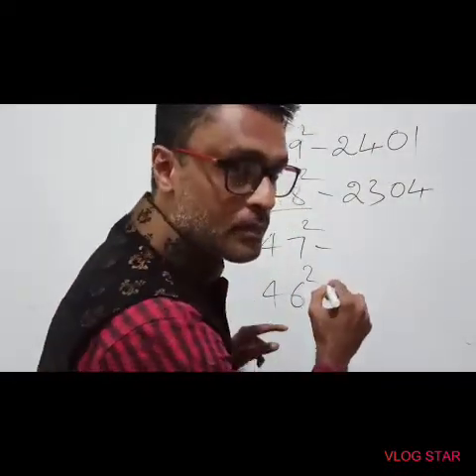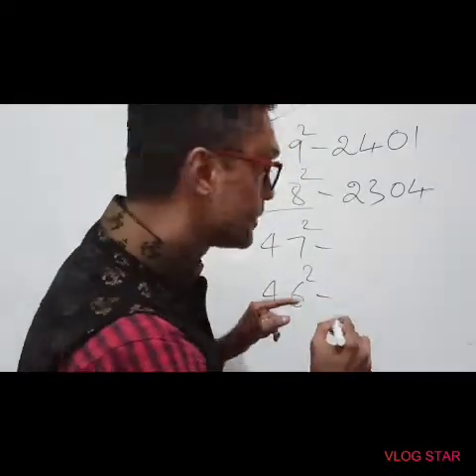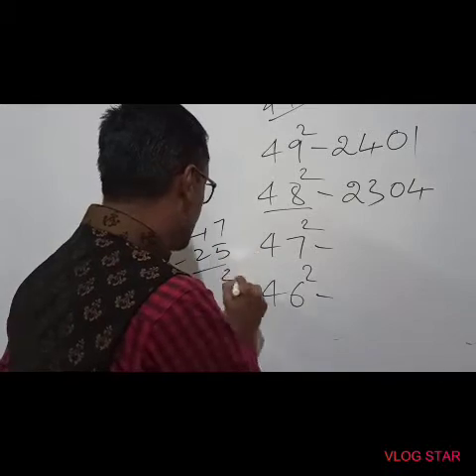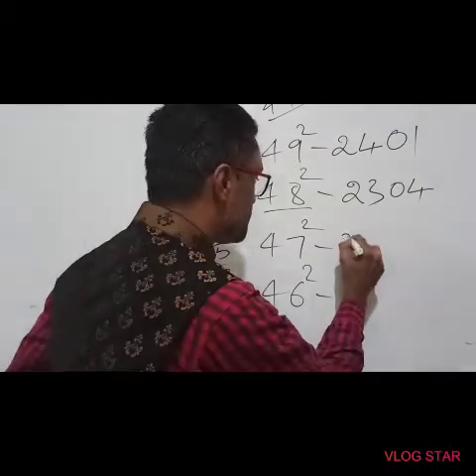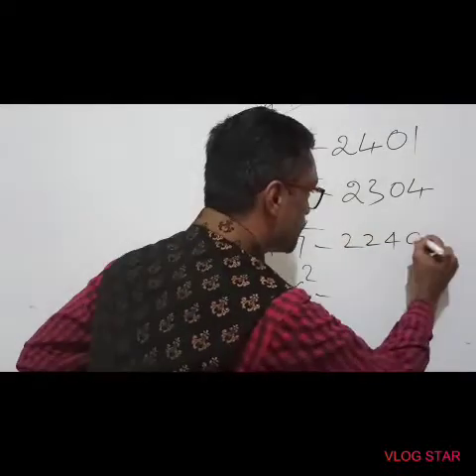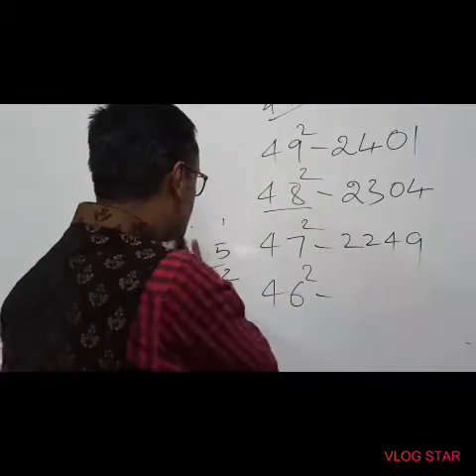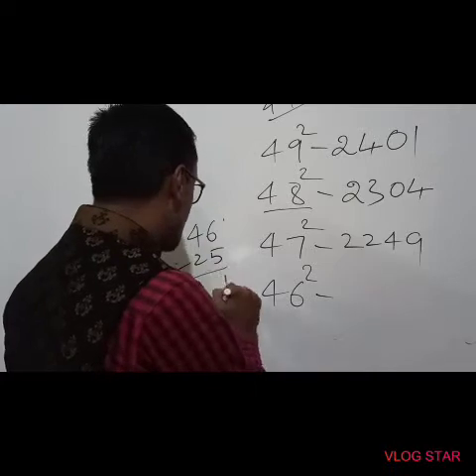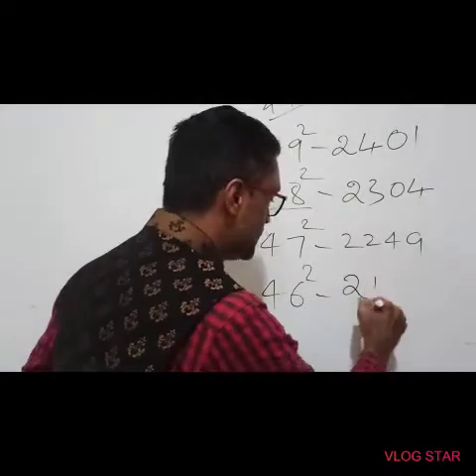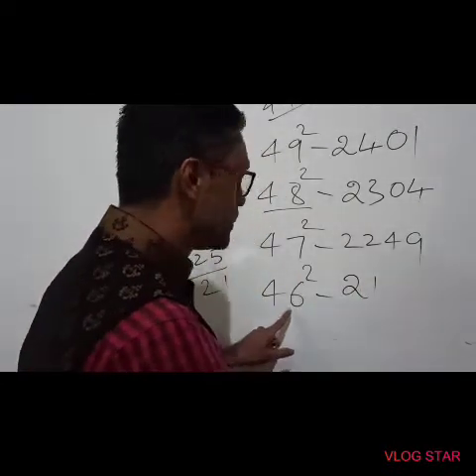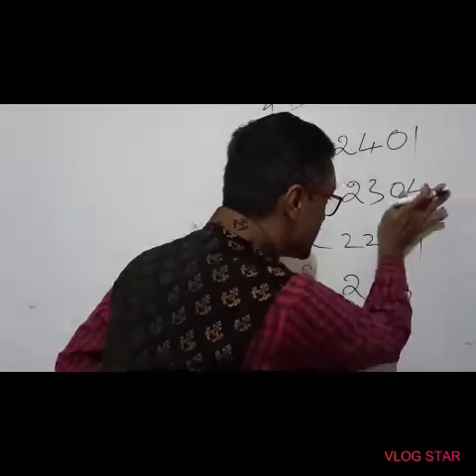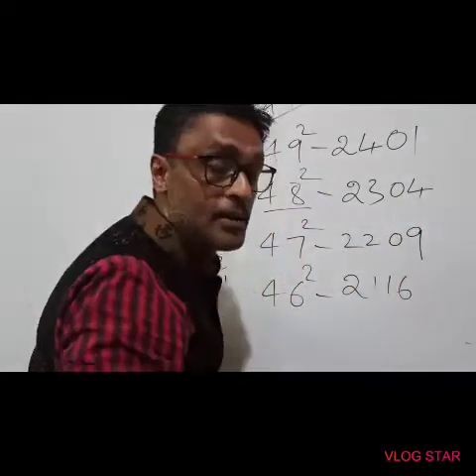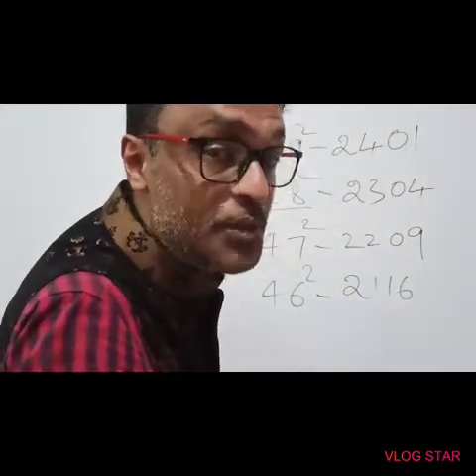47 minus 25. You can do it. 7 minus 5 is 2, 4 plus 2 is 22. 7 7s are 49. 46, you want? 46 minus 25 is 21. The difference is 4. 4 4s are 16. Here we made a small change: the difference is 3, so 09. So don't get confused. That's all you have to do.